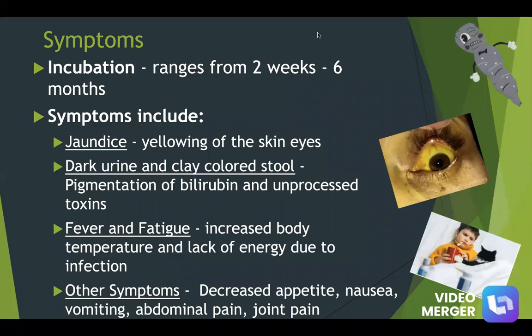Okay, so next topic is symptoms. Before these manifest, there is an incubation period which ranges between 2 weeks to 6 months. Examples of these symptoms are jaundice, dark urine and clay-colored stool, fever and fatigue, decreased appetite, nausea, vomiting, abdominal pain, and joint pain.